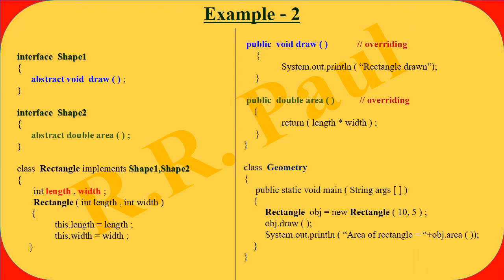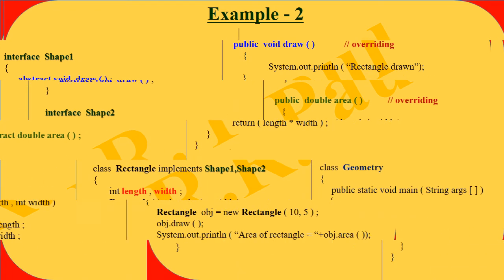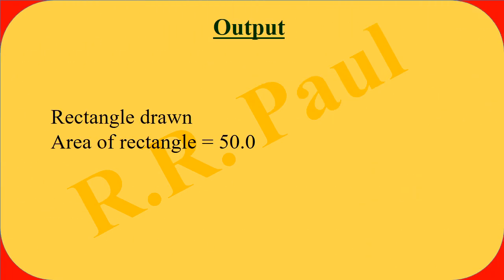Now let us have a look at a proper program where we have two interfaces labeled as shape1 and shape2 and one derived class which is implementing both of these interfaces. As per the program, this is the output.